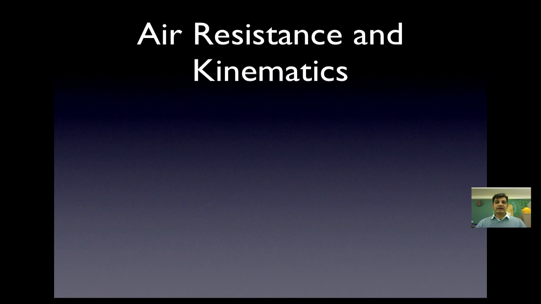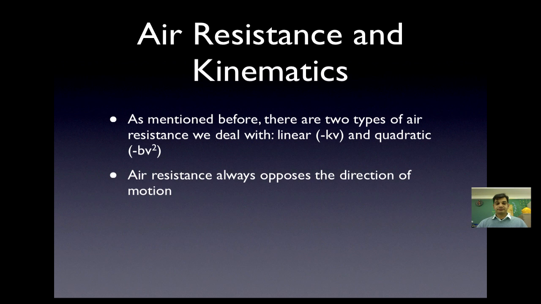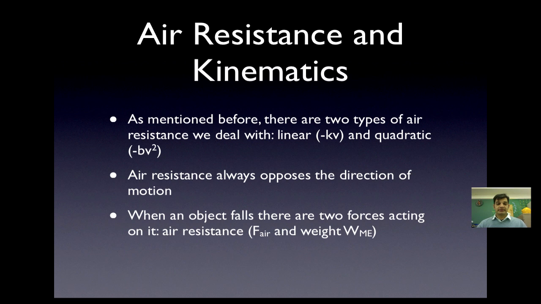So what I want to kind of get into now is one example problem. So suppose, again, we've got two types of air resistance that we deal with, linear and quadratic. Those are the ones that we actually solve and deal with in AP Physics. And remember, air resistance always opposes the direction of your motion, so be very careful when you label that. And when an object falls, of course, there would be two forces acting on it, air resistance and weight.